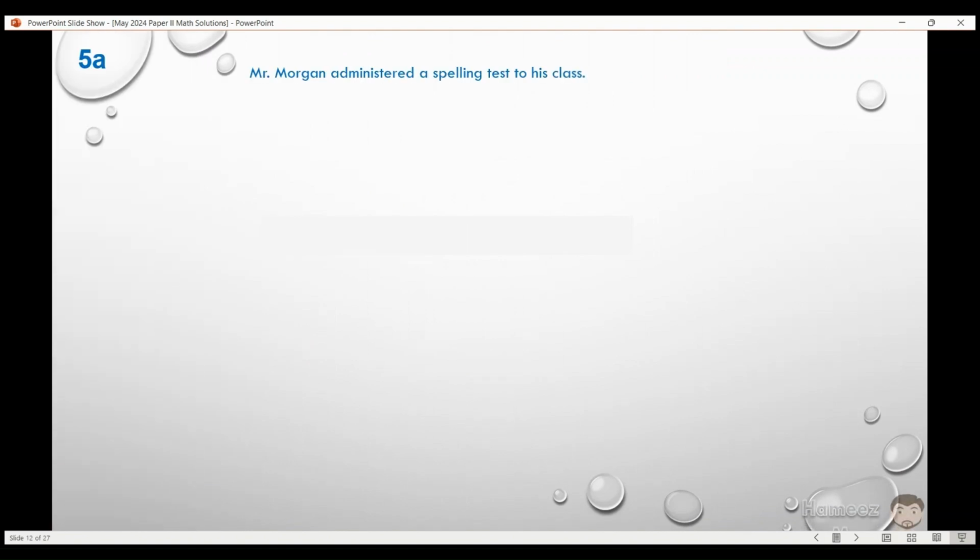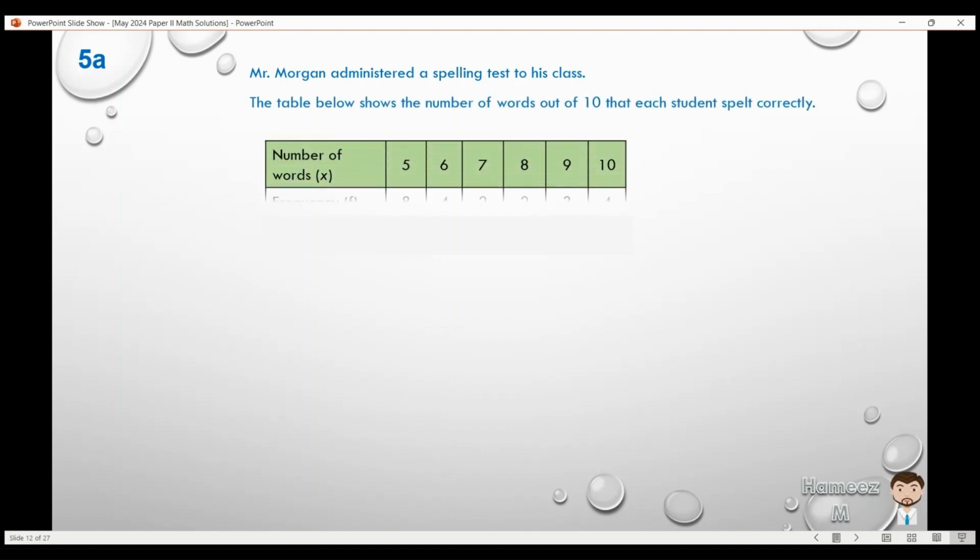Mr. Morgan administered a spelling test to his class. The table below shows the number of words out of 10 that each student spelled correctly. If we look at the table, we can see that there were 8 students who spelled 5 words correctly, 4 students who spelled 6 words correctly, and so forth.